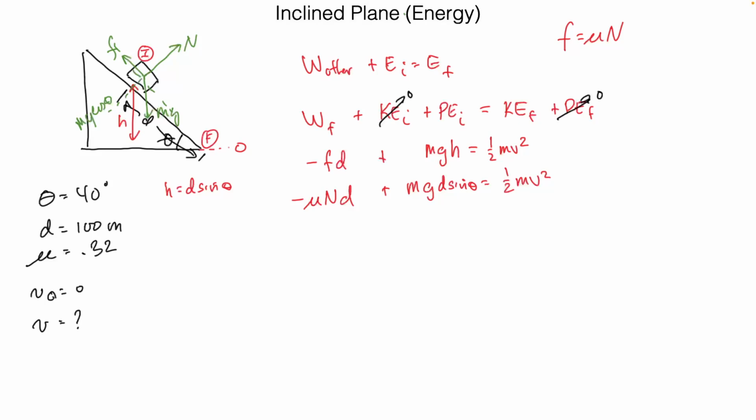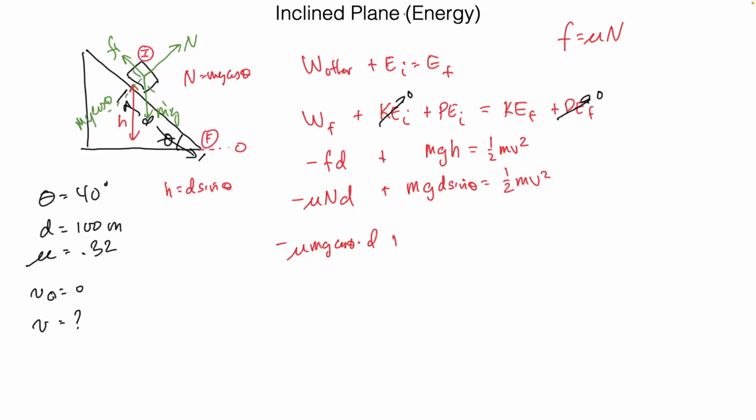Luckily in this problem, there's no other forces, nothing pushing the aardvark into the hill or whatever. So the only thing I need to worry about in terms of the normal force is mg cosine theta. They're the only things in the vertical plane. So I can go ahead and just write this as mu mg cosine theta times d, just shoving in what the normal force is.